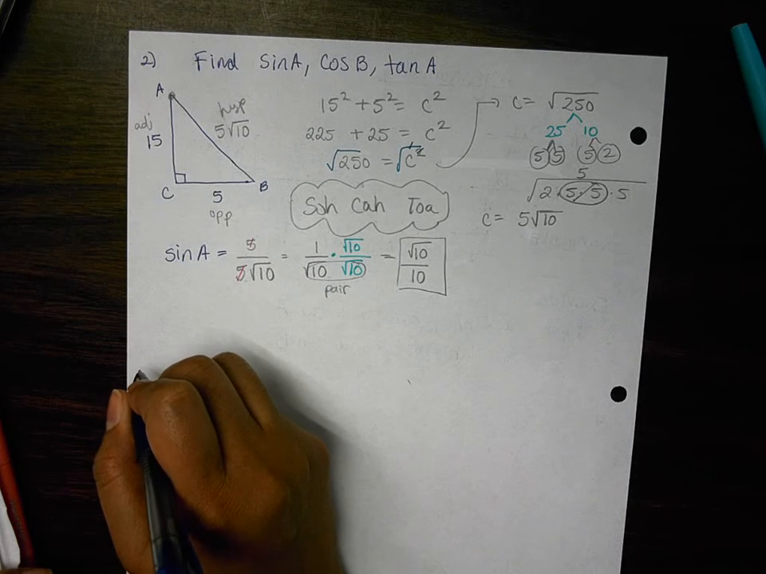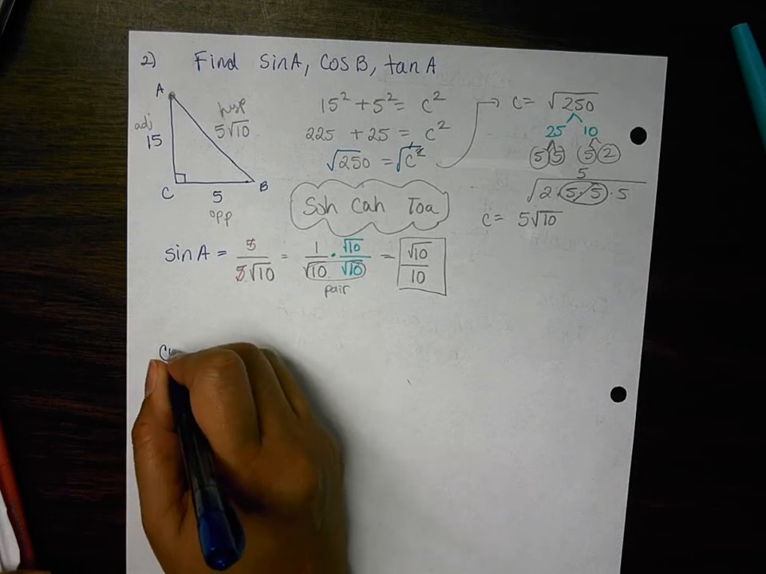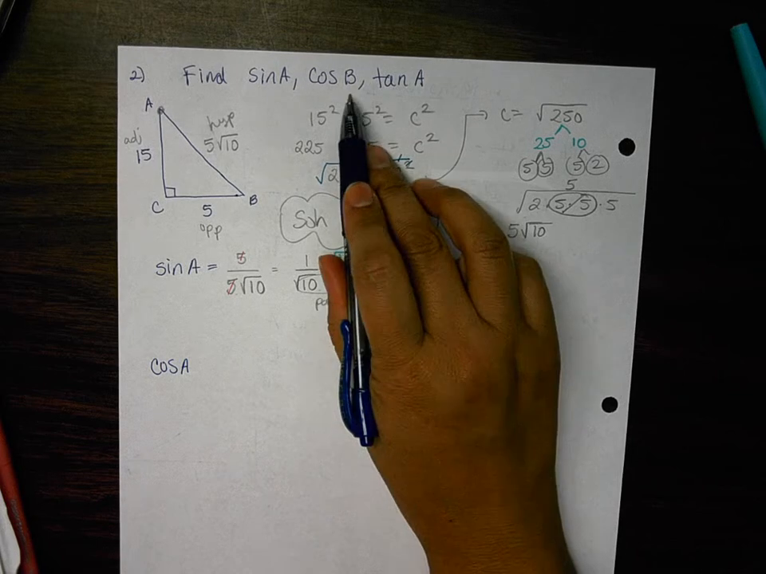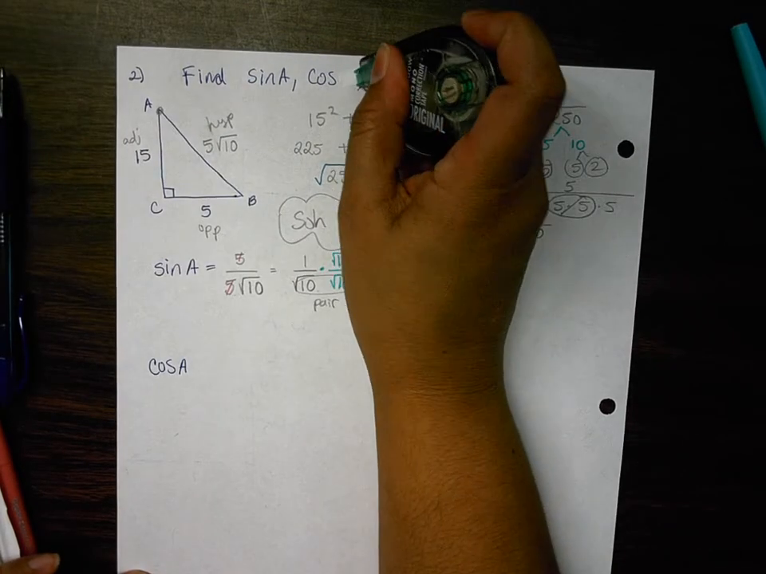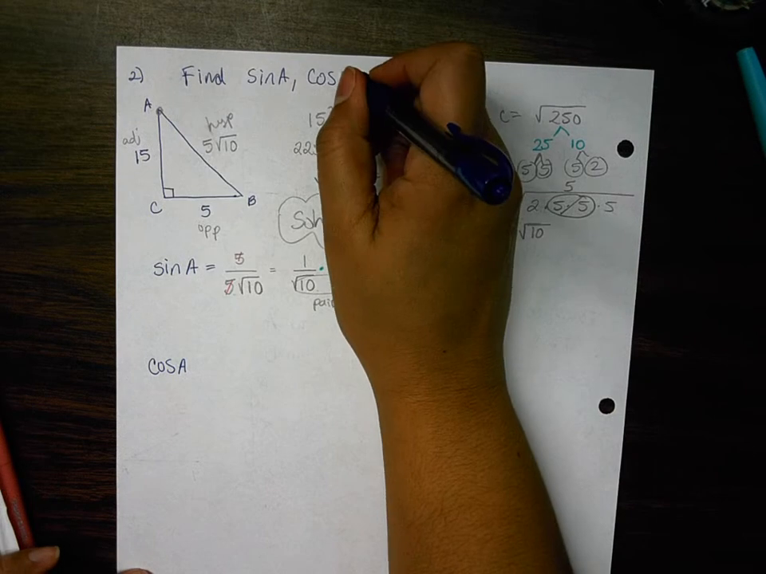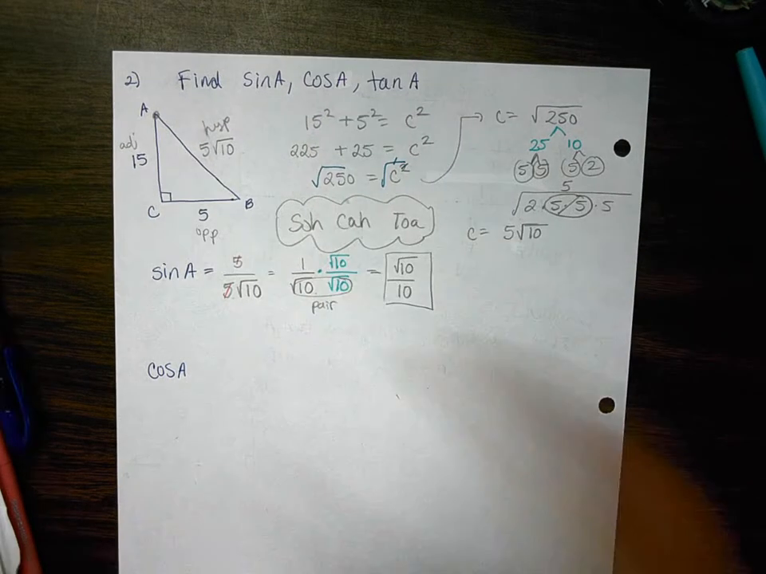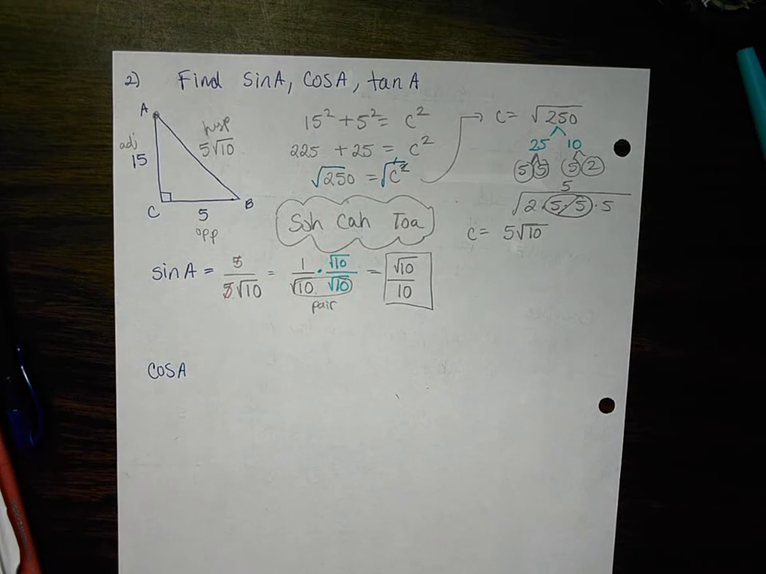I did mess up. Right here, I didn't mean to put that as a B. That should be an A. It could be a B, there's nothing wrong with it, but I'm going to put it to A. Cosine of A. All right.